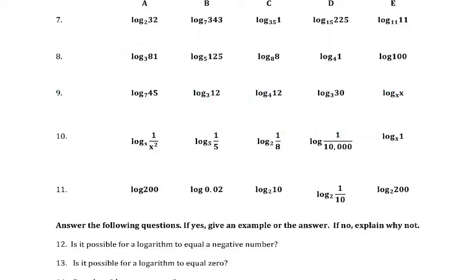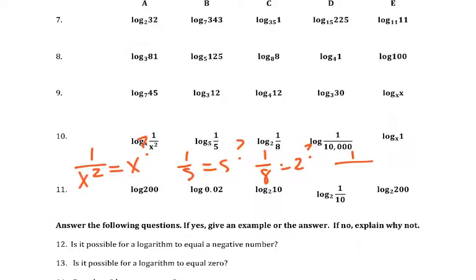Okay, now we've got some fractions, but I treat it the same way. 1 over x squared equals x to what power? 1 over 5 equals 5 to what power? 1 over 8 equals 2 to what power? 1 over 10,000 equals, once again, no base, but we know it's 10 to what power? And this one, 1 equals x to what power? Once again, we should know this one's 0.